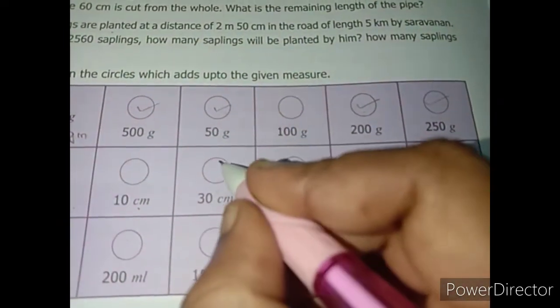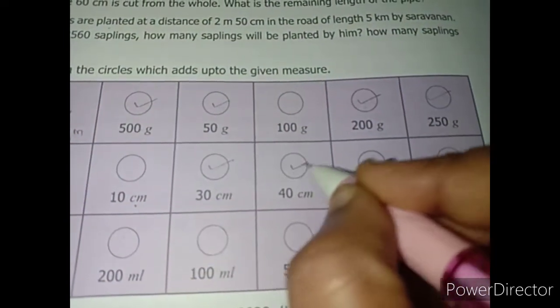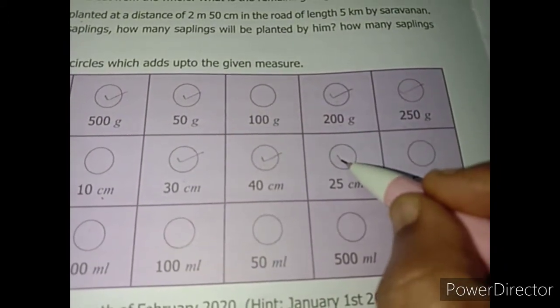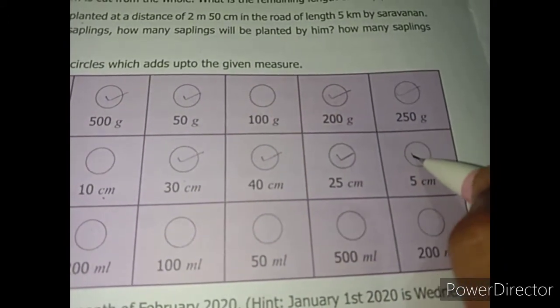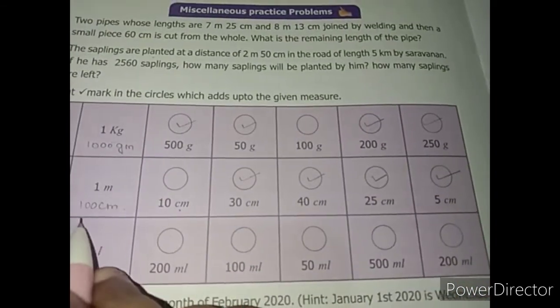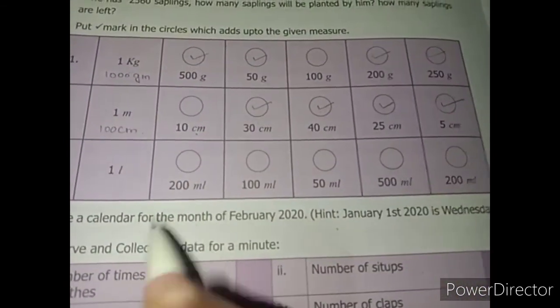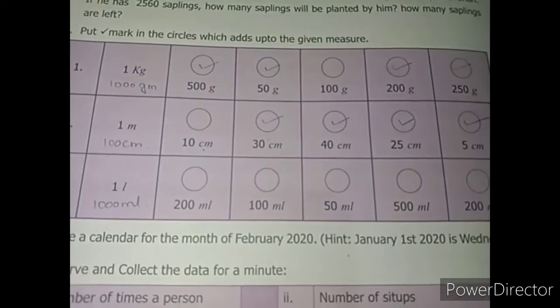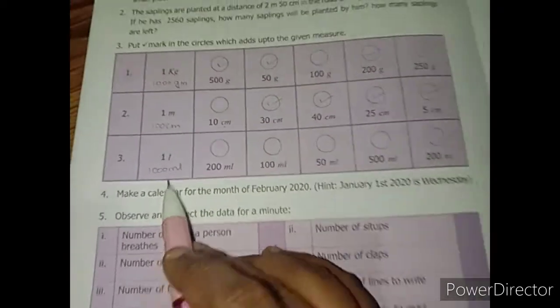30 plus 40, it is 70. 70 plus 25, 95. 95 plus 5, 100. So 100 centimeter. Next, 1 liter. We all know 1 liter is equal to how many ml? 1000 ml. So 1 liter is equal to 1000 ml.